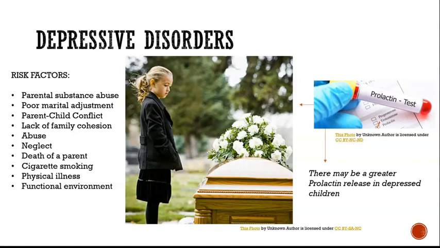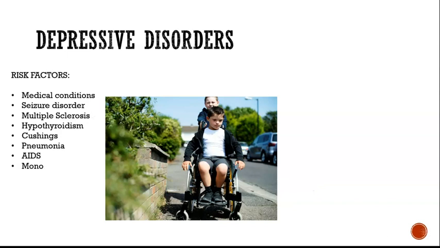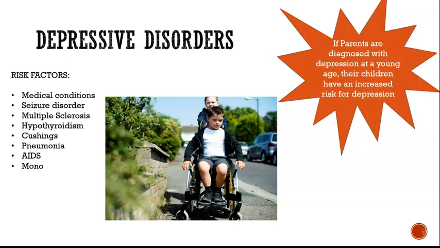So what are some of the other risk factors for depressive disorders in children? They could have medical conditions, seizure disorders. They might have MS, hypothyroidism, Cushing's, pneumonia, AIDS, mono. Also, if parents are diagnosed with depression at a young age, then their children have an increased risk for depression.